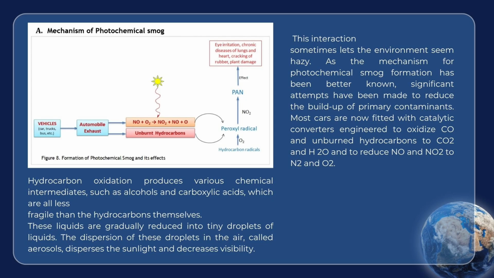Hydrocarbon oxidation produces various chemical intermediates such as alcohols and carboxylic acids, which are less volatile than the hydrocarbons themselves. These liquids are gradually reduced into tiny droplets of liquids. The dispersion of these droplets in the air is called aerosols. It disperses the sunlight and decreases visibility. So, itong mga to guys, example ng mga ginawa ng ating government or car companies para ma-reduce na mangyari ang photochemical smog.